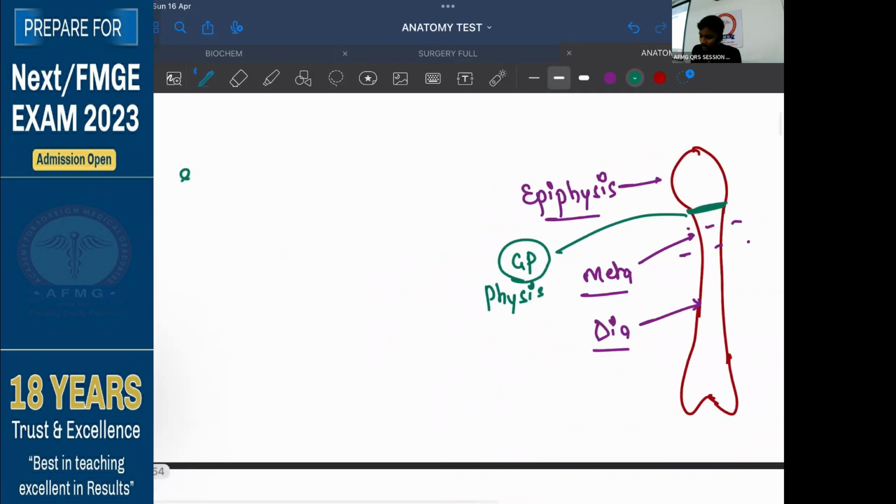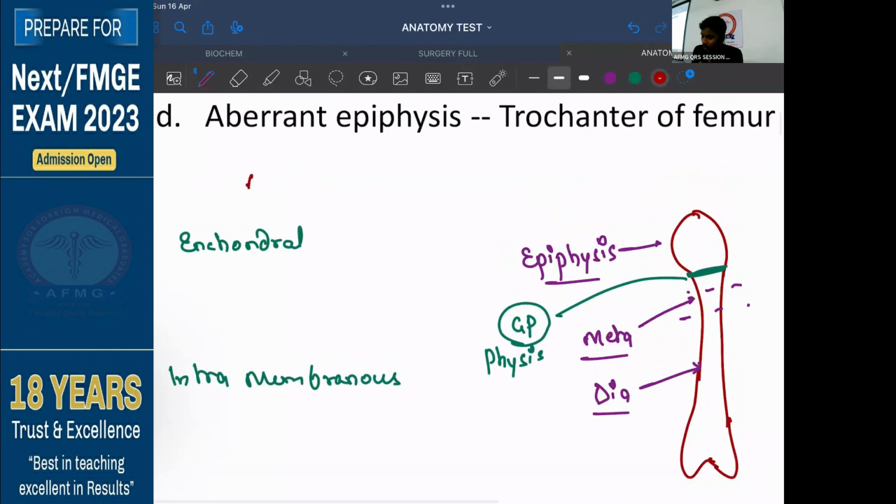One is called enchondral ossification. The other is called intramembranous ossification. What do I mean by this? What is ossification, children? Ossification is deposition of calcium or calcium hydroxyapatite crystals in the bone and formation of a bone. That is what is called ossification.